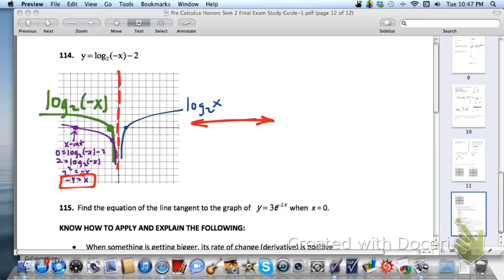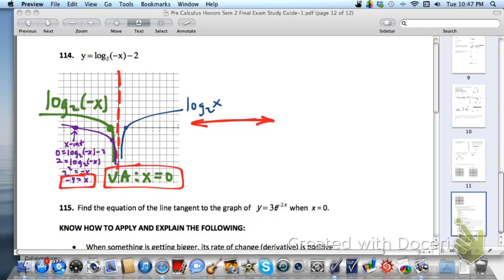And then, what else do we need? We don't have any y-intercept. We do need the asymptote, though. We can see the vertical asymptote is just the y-axis, and so that vertical asymptote is x equals 0.